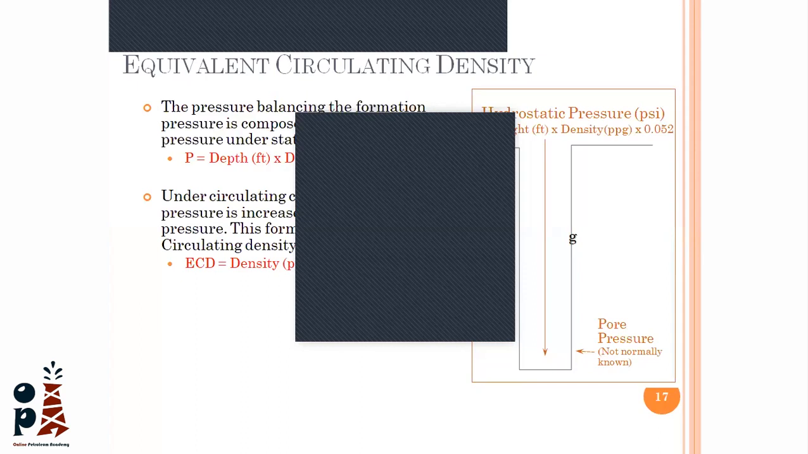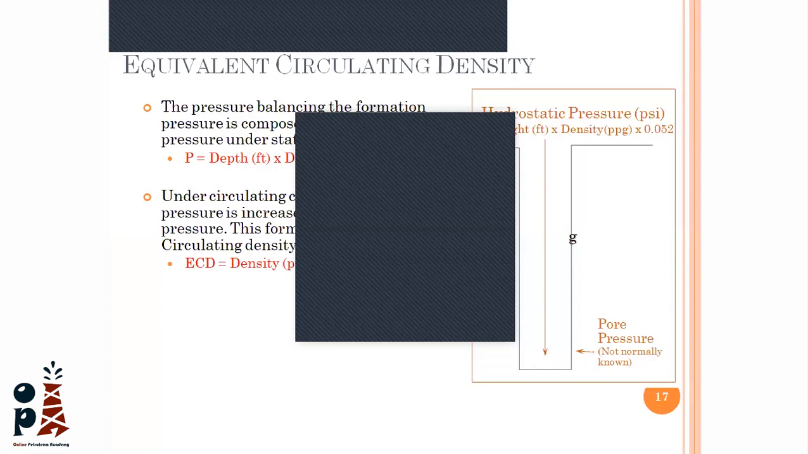For example, if we have 3000 psi pore pressure and we have 3200 psi fracture pressure, this is a narrow window. The problem with the narrow window is that we use hydrostatic pressure higher than the pore pressure and lower than the fracture pressure. Say, for example, we use 3100 psi, which is in between. This pressure is good in the static condition. But say we have an APL of 150 psi. APL stands for annular pressure loss.